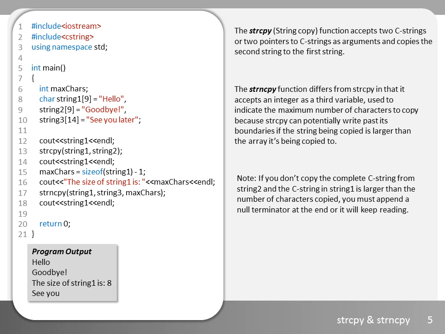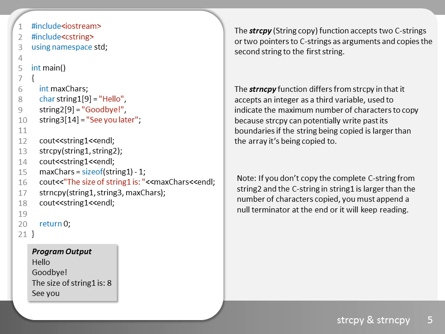The string copy function accepts two C strings or two pointers to C strings as arguments and copies the second string to the first string. The string n copy function differs from string copy in that it accepts an integer as a third variable, used to indicate the maximum number of characters to copy, because string copy can potentially write past its boundaries if the string being copied is larger than the array it is being copied to.